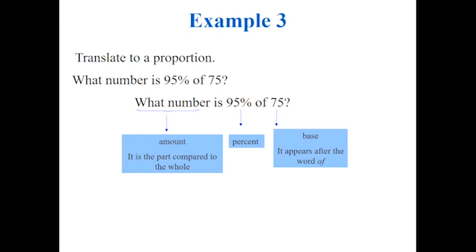Now, maybe you're having trouble finding that this is the amount. My strategy is always find the percent and the base. Those are easy to find. The percent comes with the percent sign. The base comes after the word of. The amount then is always the other thing, the thing that's left over. So the amount is always easiest to find last. But we set up our proportion. Amount over base equals percent over 100.